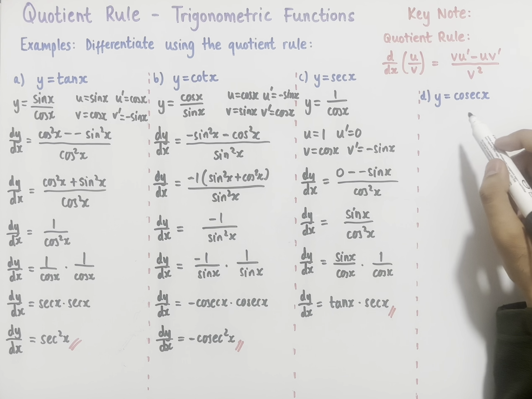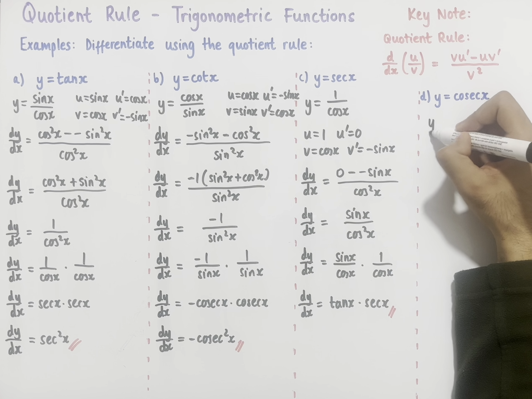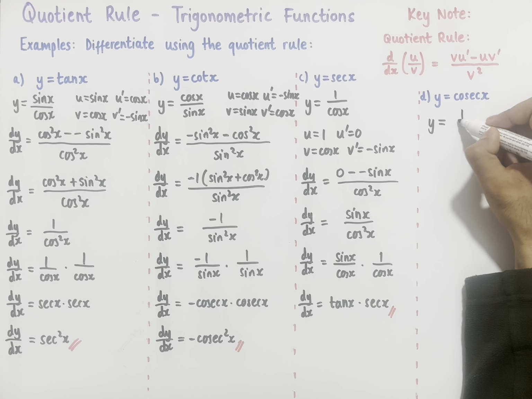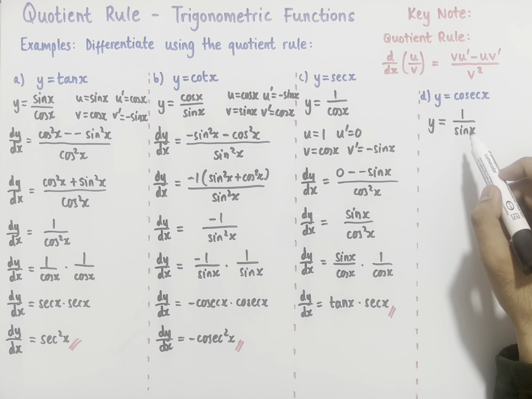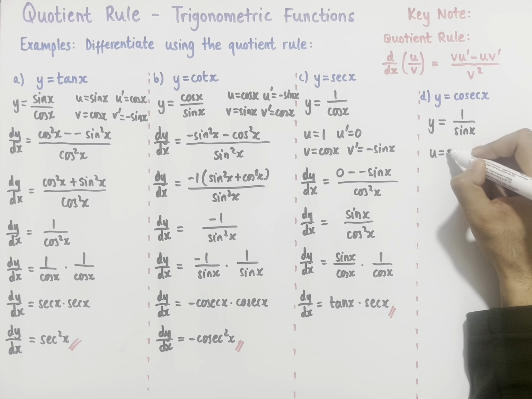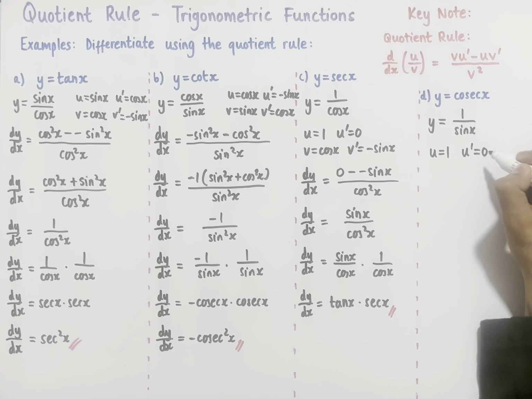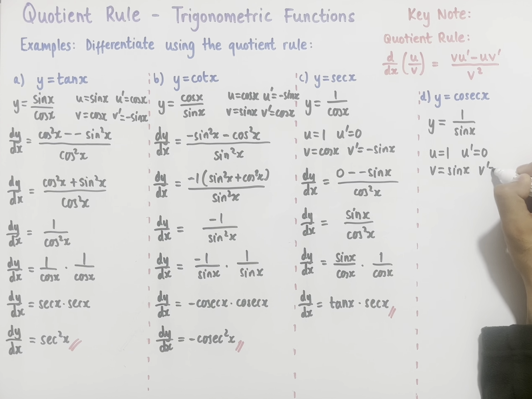The final example, we have y equals cosec x. So again, rewriting this as a quotient, we have y equals 1 over sine x using a trigonometric identity. So now this is of the form u over v, so we can label it as u equaling 1, so u dash equals 0, v equaling sine x, so v dash equals cos x.